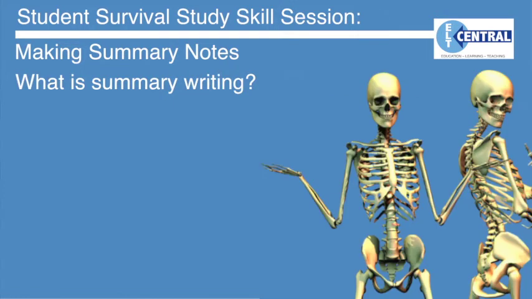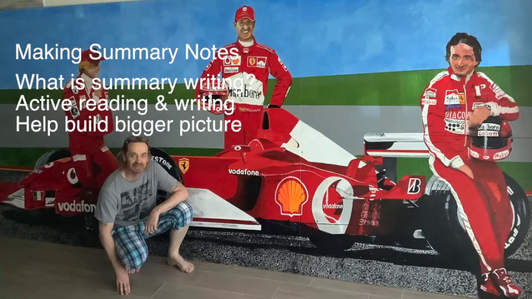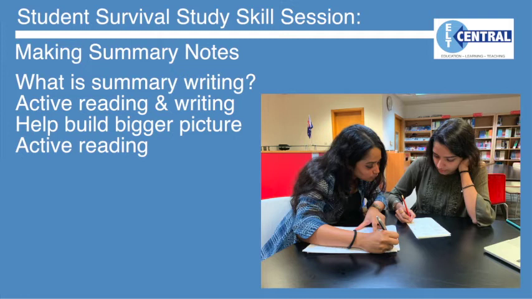What exactly is summary writing? It is active reading and writing, and it helps you understand the subject better by paring it down to the bare bones. Summarised notes will help you draw the bigger picture when you come to write your essay. What I mean by active reading is taking note. It's not skimming or scanning, it's much more in depth than that. You are looking for keywords essentially, but look at what's around those keywords and the key points. This is why you're making a summary.